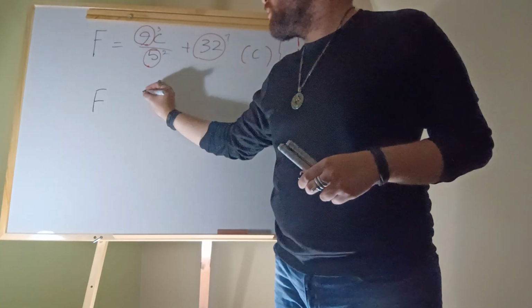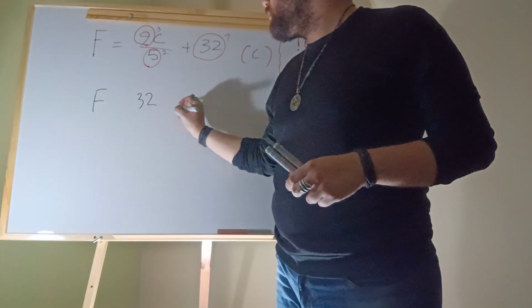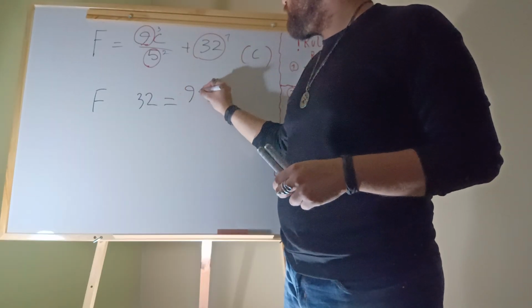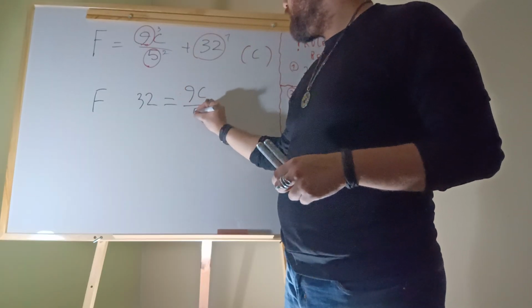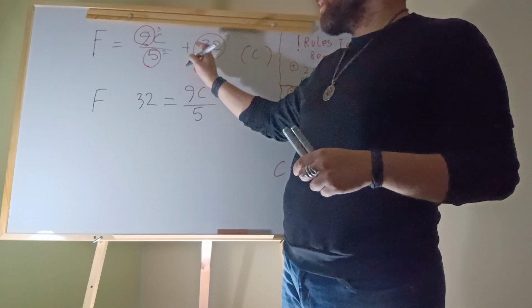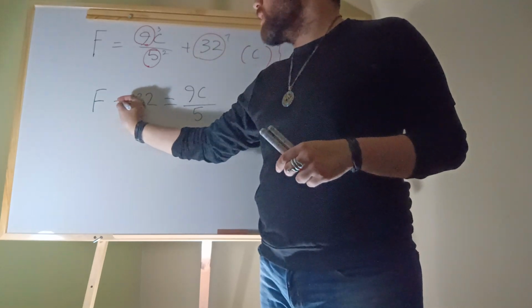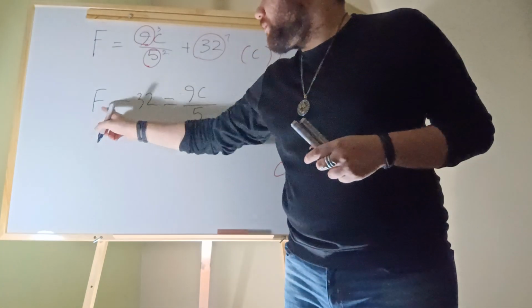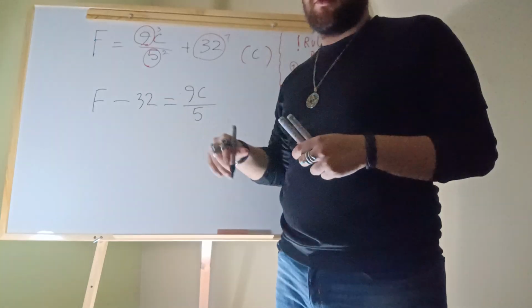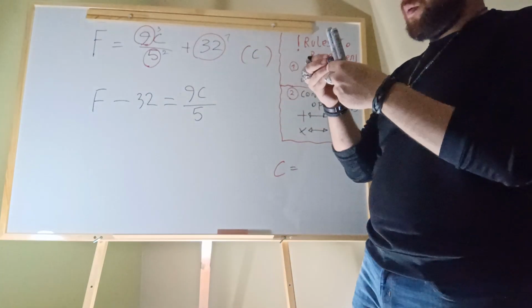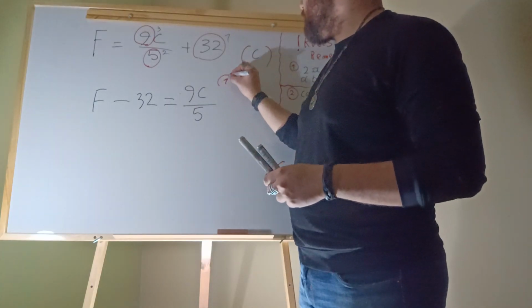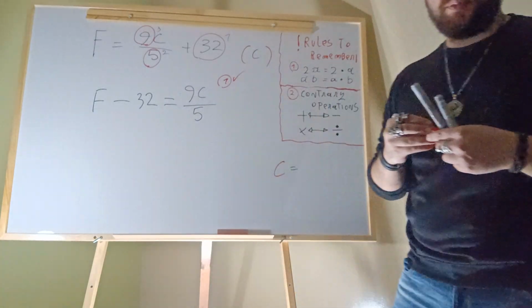32 is summing. I'm going to write the 32. I'm going to write the other elements: 9c over 5. The 32 was summing, so it's going to go now as a subtraction. In this case, f minus 32. That's it. First step completed.